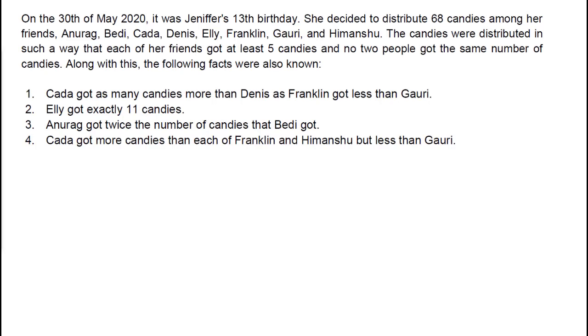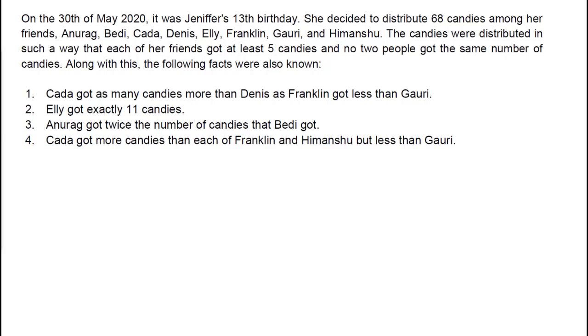On the 30th May 2020, it was Jennifer's 13th birthday. She decided to distribute 68 candies among her friends A, B, C, D, E, F, G and H. Total 8 friends are there. The candies were distributed in such a way that each of her friends got at least 6 candies and no 2 people got the same number of candies. Along with this, the following facts are given.